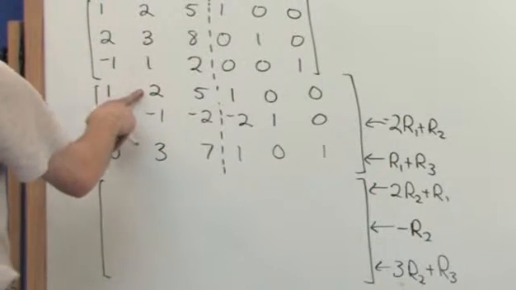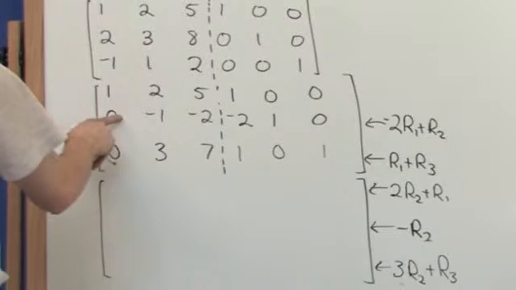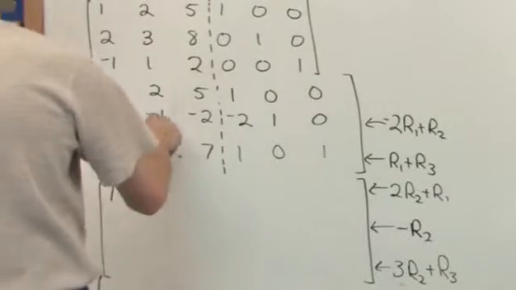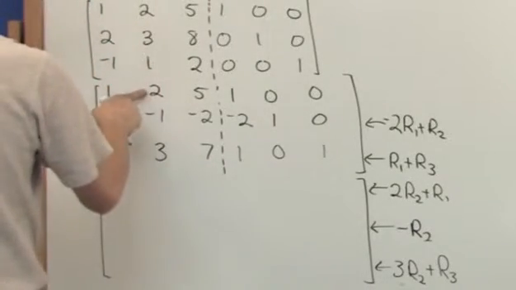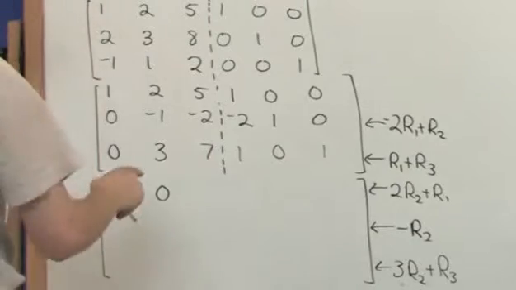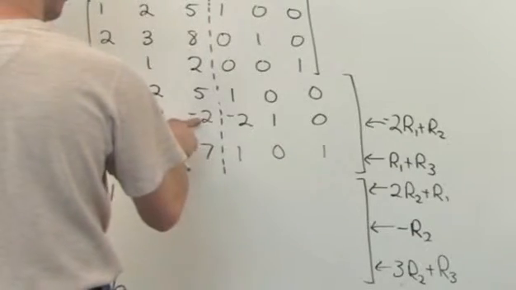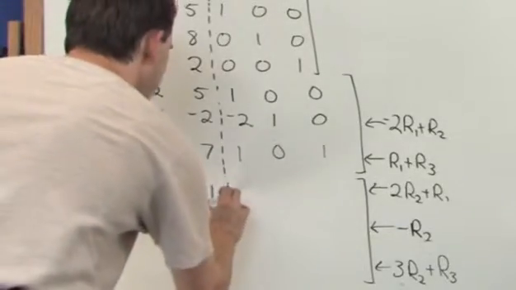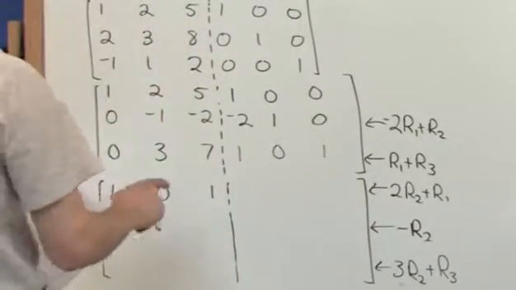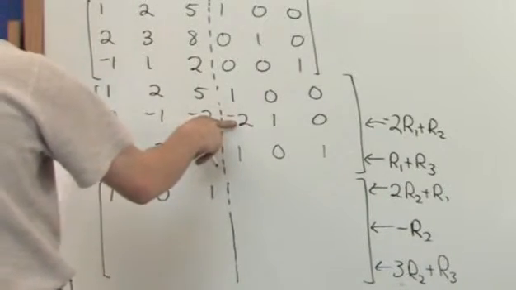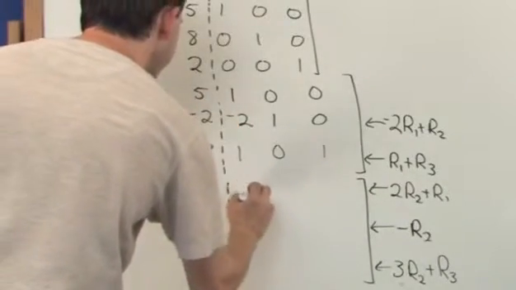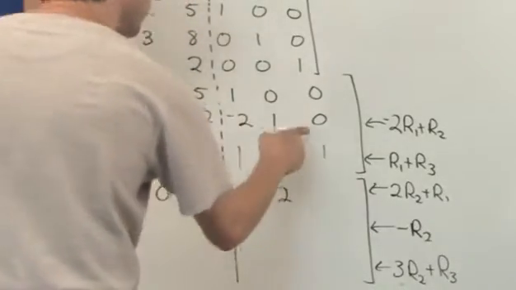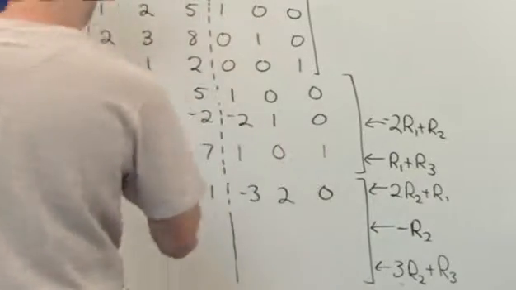So again, we're making this a 0. So let's take 2 times this and add it up here. 2 times 0, 0 plus 1 is 1. 2 times negative 1 is negative 2. Plus this gives us the 0 that we want. 2 times this gives us negative 4 plus 5 is the 1. And then over here, 2 times this is going to be negative 4 plus 1 is negative 3. 2 times 1 is 2 plus the 0 is 2. 2 times 0 is 0 plus 0 is 0.